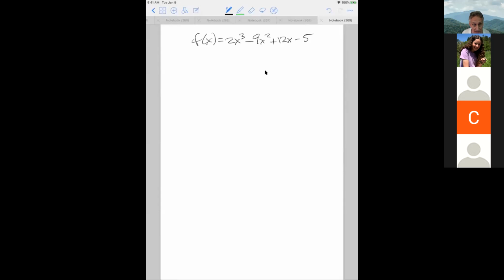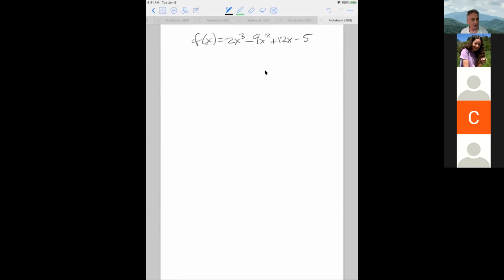There's no limitation. So this thing goes on forever to the left and it goes on forever to the right. So the domain of this is negative infinity to infinity. It's all real numbers, okay? And where is it continuous? Everywhere, negative infinity to positive infinity.